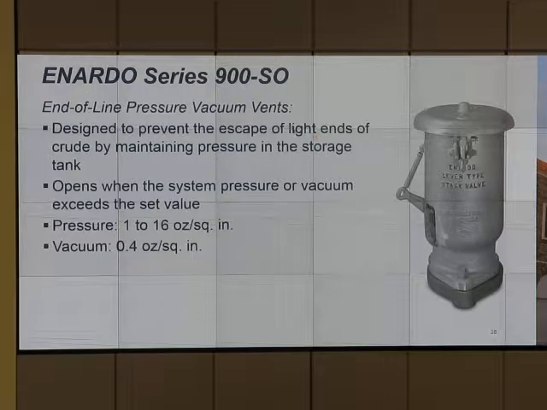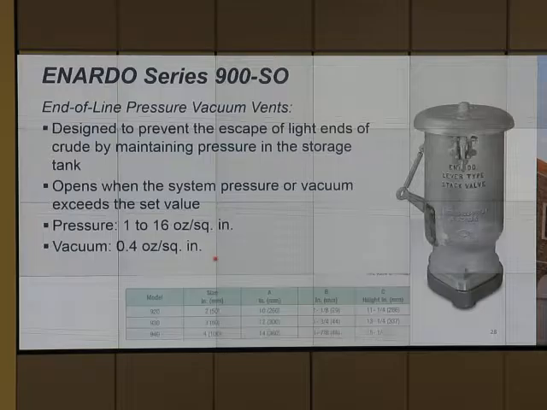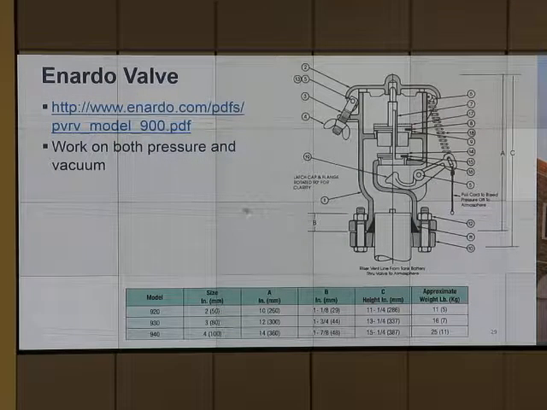It is designed to prevent escape of light-end crude by maintaining pressure in storage. It opens when the system pressure or vacuum exceeds the set point. Pressure is 1 to 16 ounces per square inch. Vacuum is 0.4 ounces per square inch. So when there is vacuum, it sucks air in. When it has too much pressure, it vents gas out. This is the inside mechanism, so it can both put air in and suck air out. It's not good; get rid of your excess vapor.